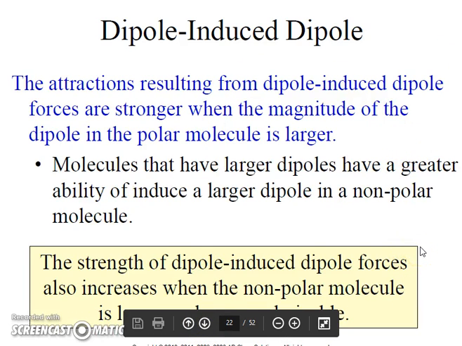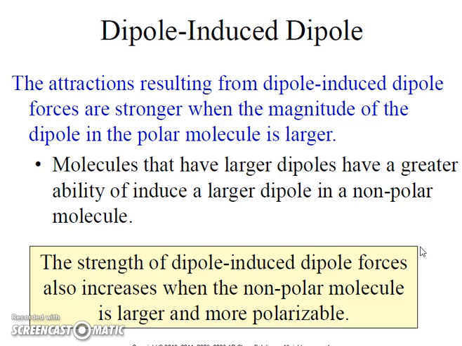A big example of this is the reason why oxygen will dissolve in water. It is polarizable, so it can be induced into being a dipole and will dissolve in water. Nitrogen will also do this. Nitrogen can dissolve in water.